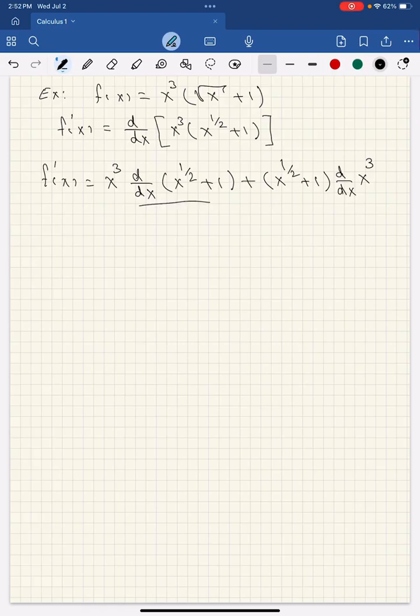Now, again, we handle the places that we have d dx. F prime of x equals x cubed times d dx of x to the power of 1/2. It becomes 1/2 x to the power of 1/2 minus 1 gives you negative 1/2. And the d dx of 1 gives you 0. We are not writing that 0 even in this example. Plus x to the power of 1/2 plus 1. d dx of x cubed is 3x squared.